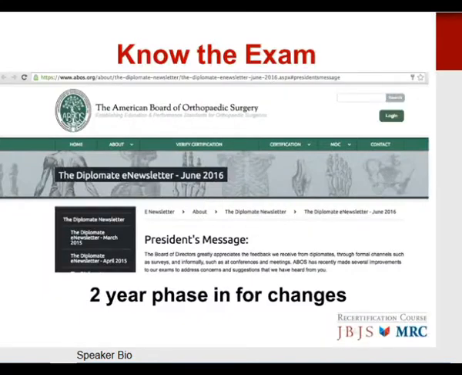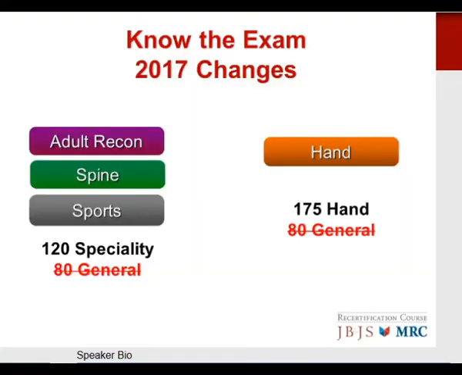But as of June 2016, the ABOS has announced a 2-year phase-in for significant changes to the recertification examination. I would strongly urge you to go to abos.org and read some of these changes. Briefly, in 2017, the 80 general questions are going away from the adult reconstruction, spine, sports, and hand examinations.